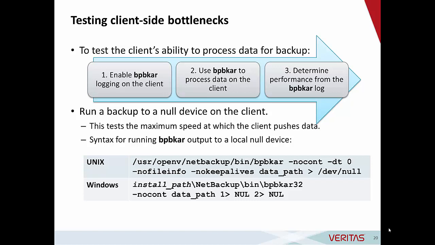And we do this by using the BPBKAR process, the NetBackup client process. As you see on the slide there, we're turning on the detailed debug logs for the process. We're having it back up the same data set associated with the slow-performing backup job. But instead of sending it to the media server like we normally would, we're sending it to dev null in Unix, or the null object in Windows, same thing.